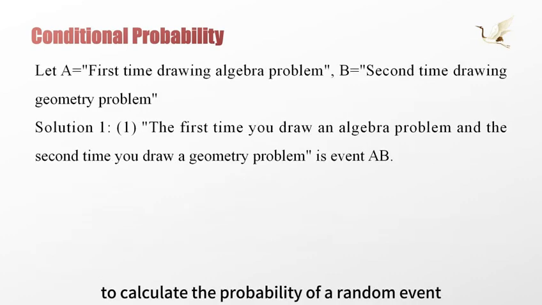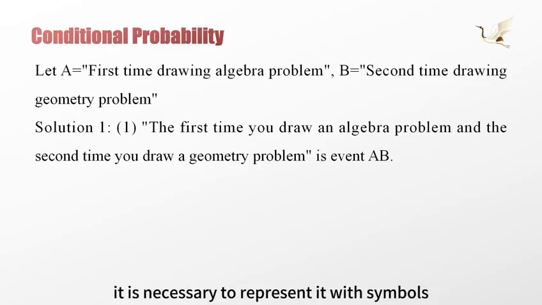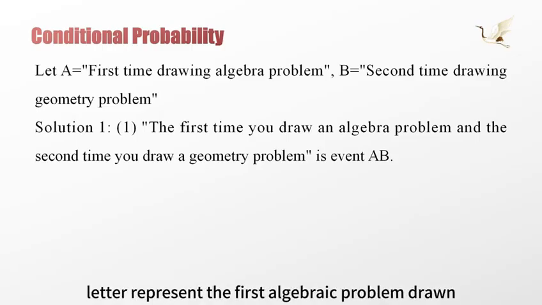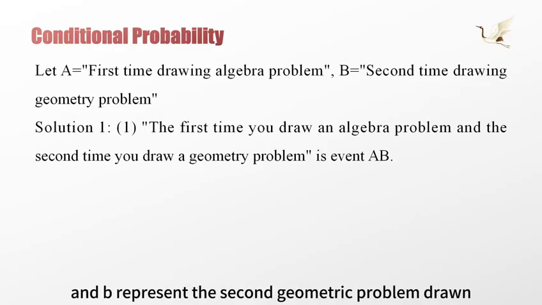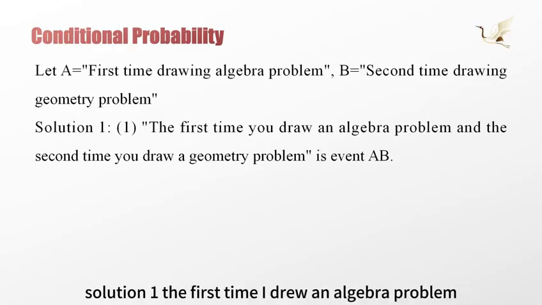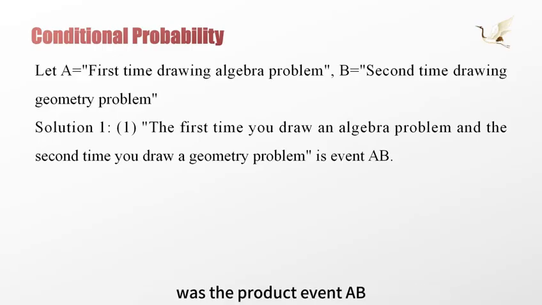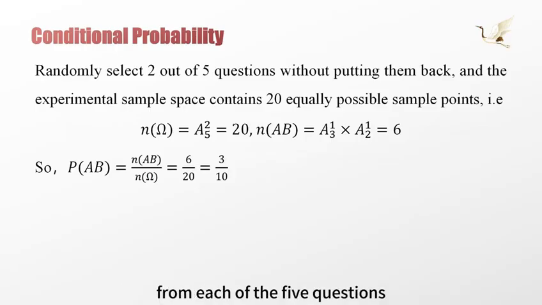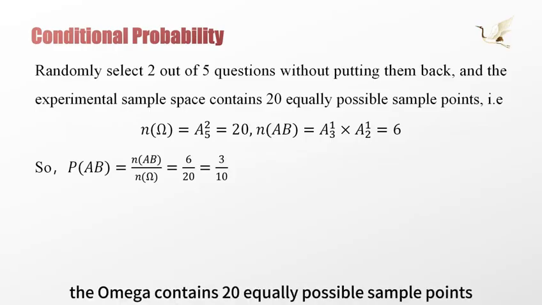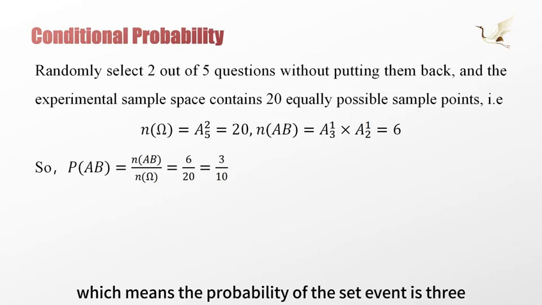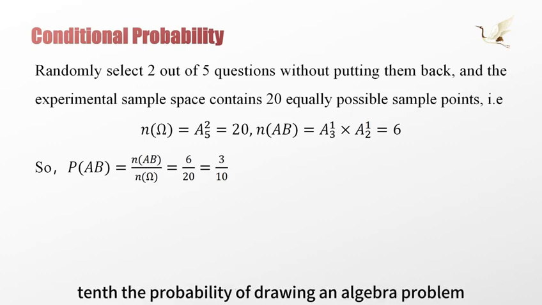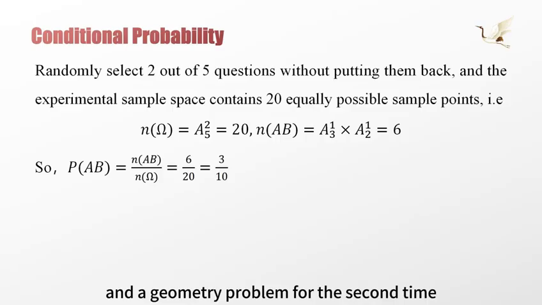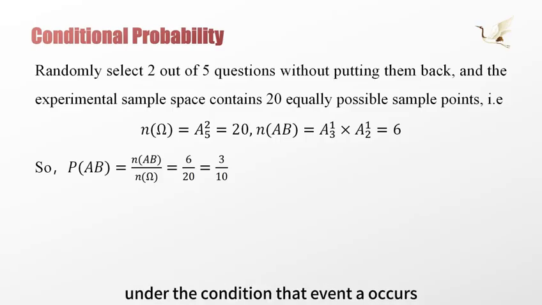To calculate the probability of a random event, it is necessary to represent it with symbols. Let A represent drawing an algebra problem the first time, and B represent drawing a geometry problem the second time. Solution 1. Drawing an algebra problem the first time and a geometry problem the second time is the product event AB. Randomly selecting 2 questions without putting them back from 5 questions, the sample space omega contains 20 equally likely sample points, which means the probability of the product event is 3/10. The probability of drawing an algebra problem the first time and a geometry problem the second time is the probability of event B occurring under the condition that event A occurs.